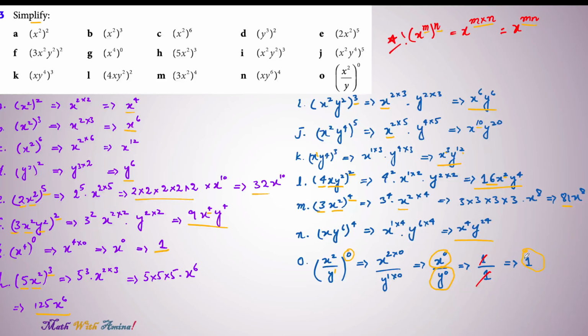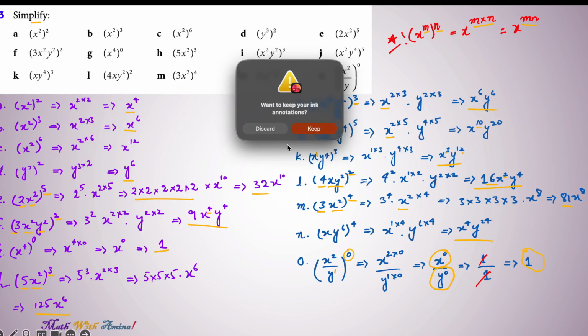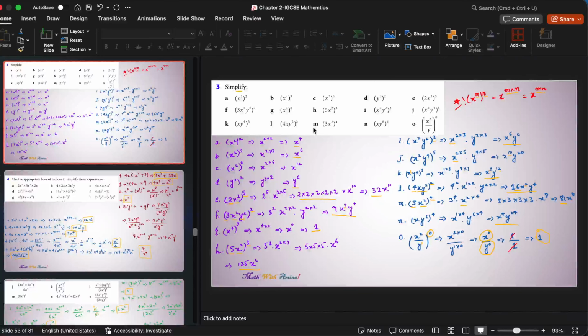So this is all about this. The rule that we have to consider is that when a power is raised to another power, we multiply the indices, and that is the main power of power rule that we implemented in all the expressions. That's all with this question and its simplification.